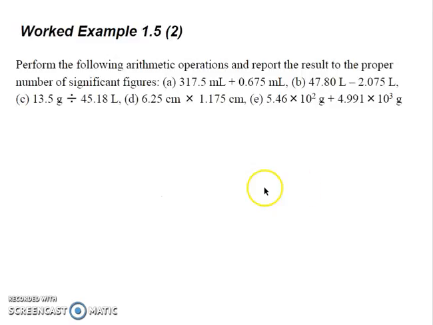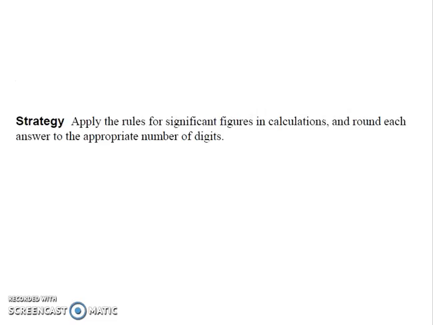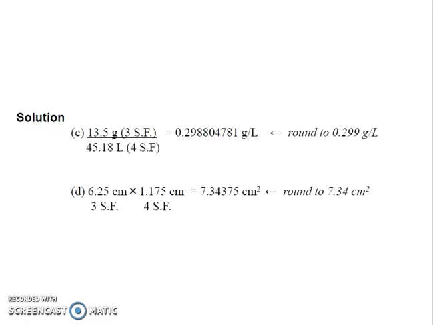The next set that we'll look at are the division and multiplication, C and D. Still apply the rules for significant figures, and then round each answer to the appropriate number of digits. Multiplication and division is usually more straightforward. For multiplication and division, you will look at both, or however many variables you have, and look at their total number of significant figures and use the lowest.